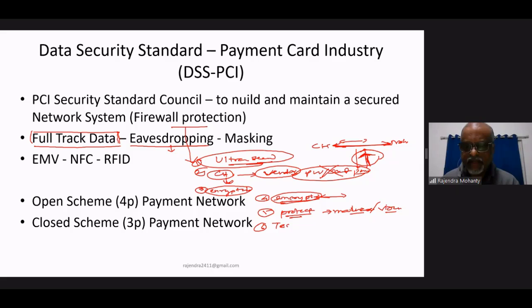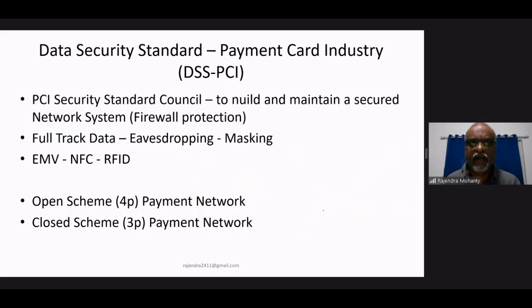So they will be testing their security system as well as the network which is used, so that they will be confirming that all the data security measures are ultra secured in the entire network. So these are the requirements of the card issuing authority, or the network provider, or the vendor who are using it, so that the entire full track data should be secured.